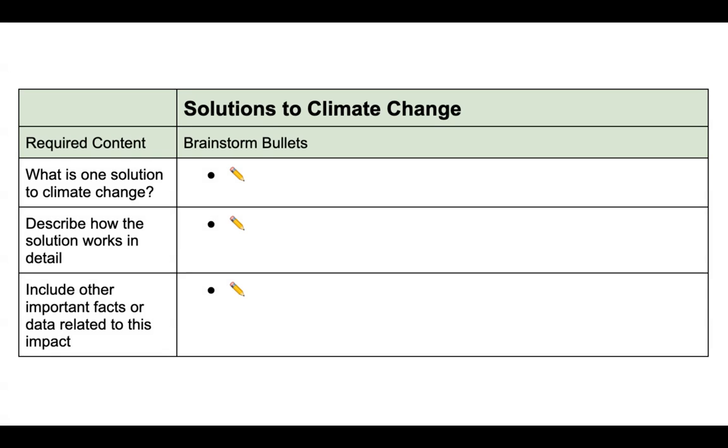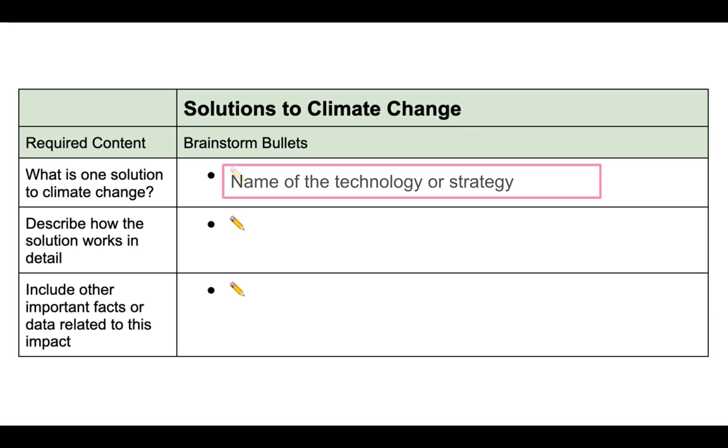As you go through today, keep in mind the 3 things that you need to find. The first question is, what is one solution to climate change? Here's where you simply name the technology or strategy. Remember, you have 10 options to choose from. You only need to research one.